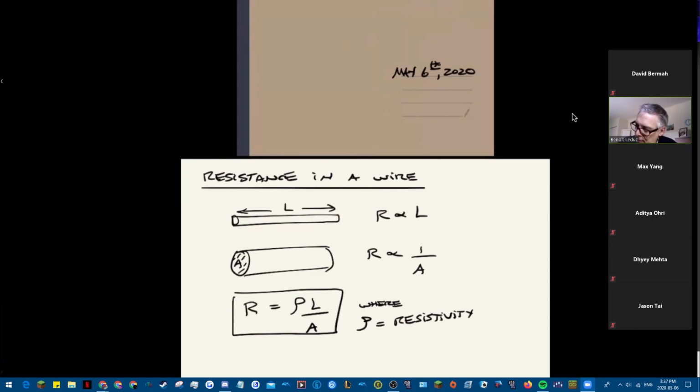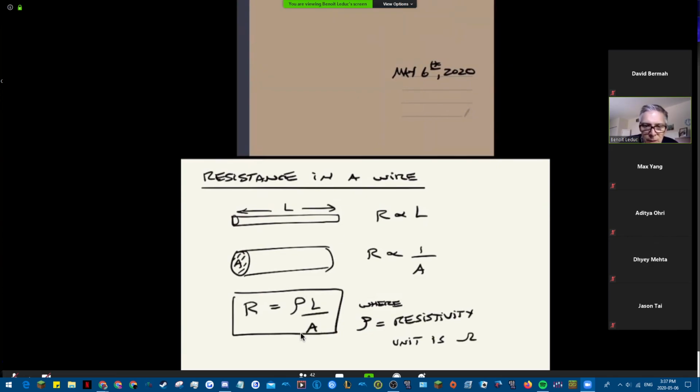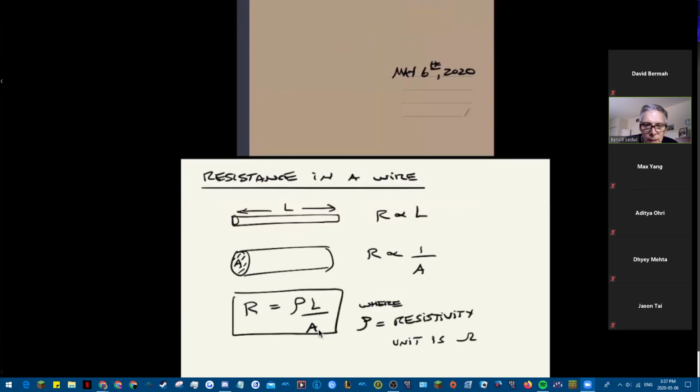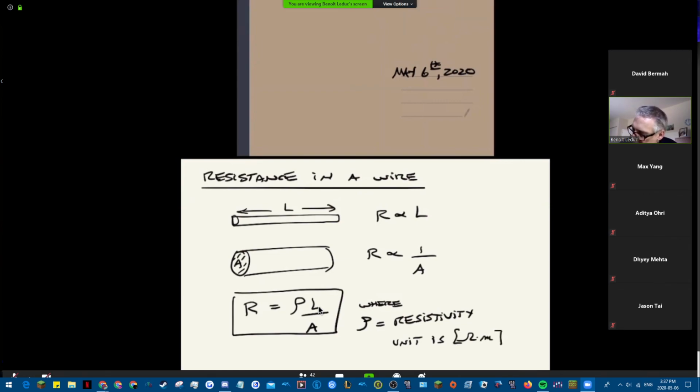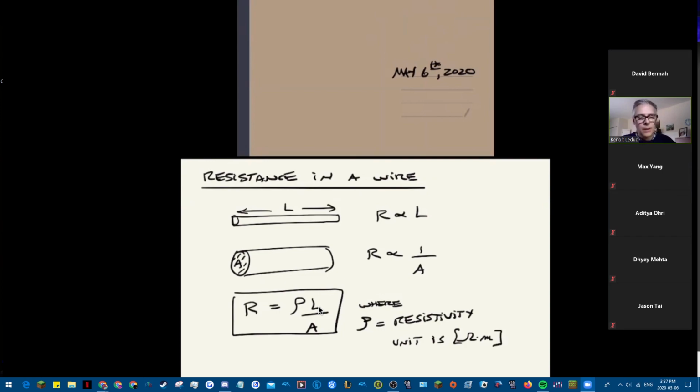So units are, of course, you want ohm here, you want to get rid of this, so it's going to be ohm. This is meter divided by meter squared, so you're going to have meter on the bottom. You want to have ohm here, so it's going to be ohm times meter. Okay. Resistivity is a physical property of a material.